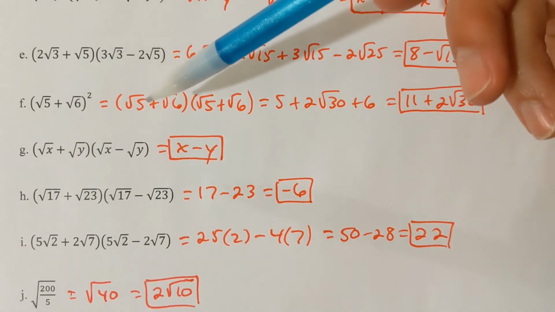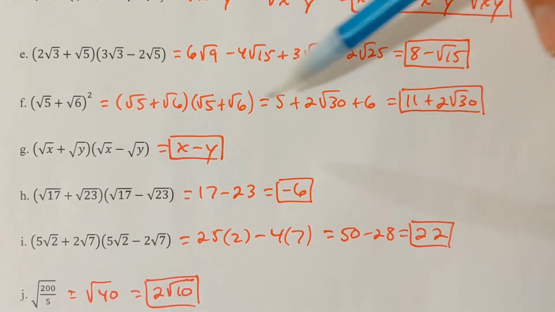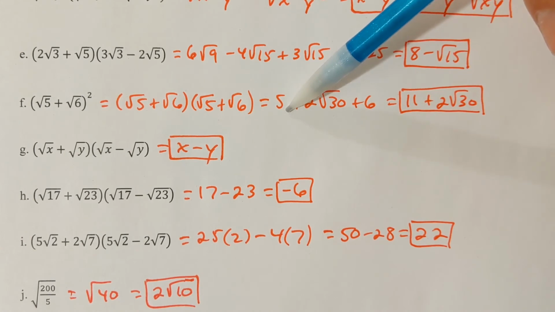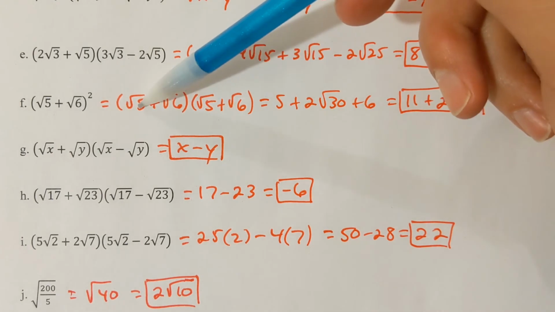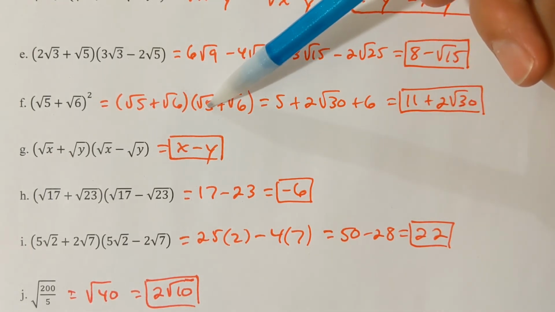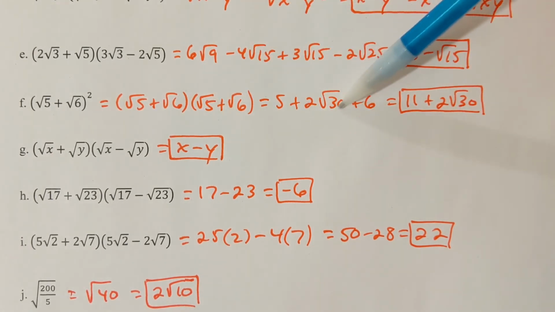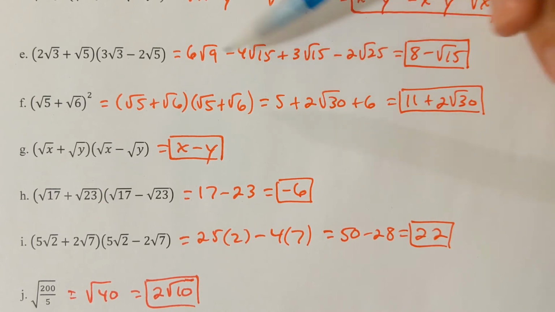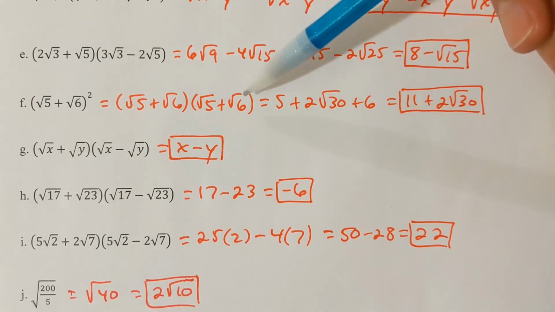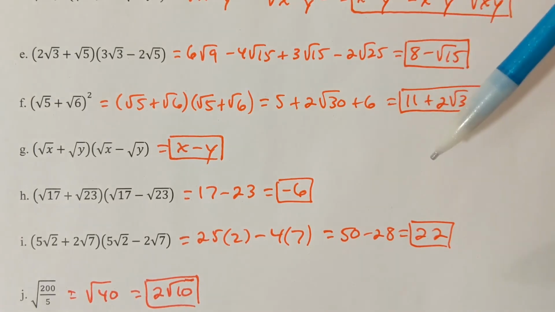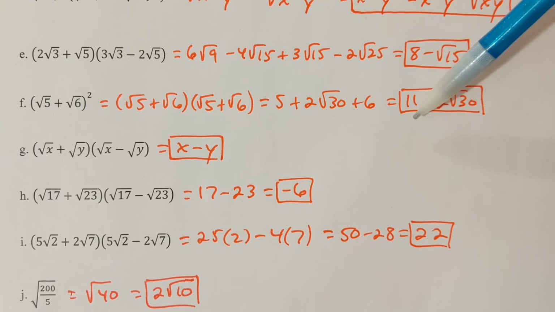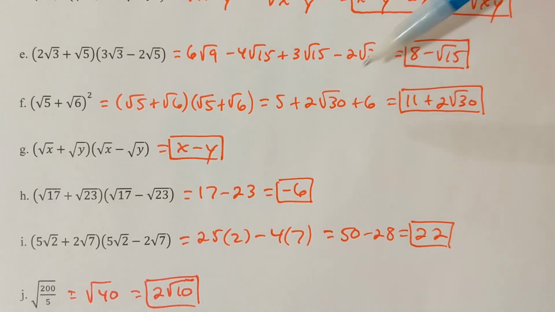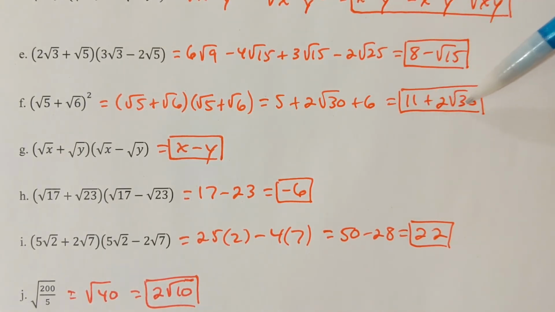So let's do that now. Root 5 times root 5 is 5. The outer and the inner terms, we got root 30 plus another root 30. That would be 2 root 30 in the middle. And then the last terms, root 6 times root 6 is 6. Okay, combine your like terms. 5 plus 6 is 11. Can't do anything with this one. 11 plus 2 root 30 then would be my answer.